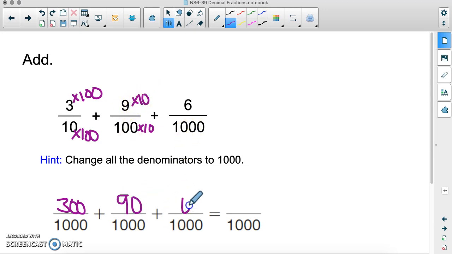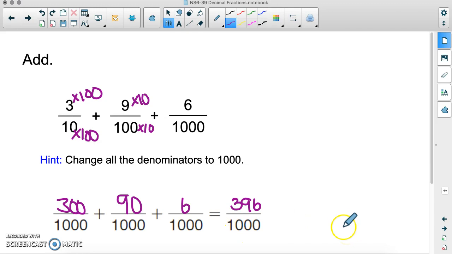And then this stays the same because it's already in thousands. So I have 300 plus 90 plus 6. So this is the same as saying it's equal to 396, 396 over 1,000.